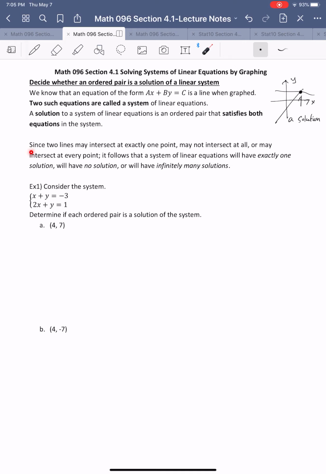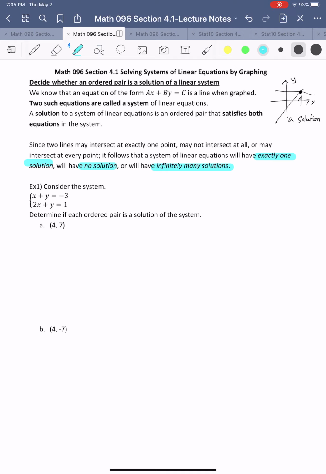Since two lines may intersect in exactly one point, may not intersect at all, or may intersect everywhere, it follows that the system of equations will have exactly one solution, or we might have no solution, or we might have infinitely many solutions. So we only get these three different cases.